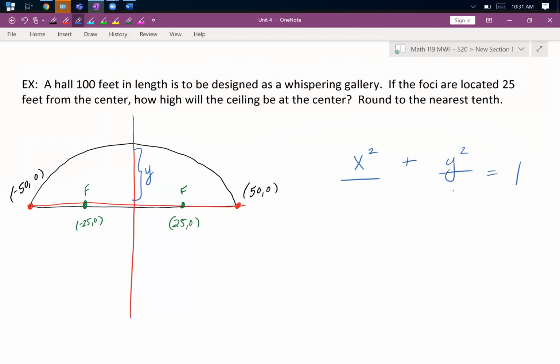Because we need to know both a squared and b squared. Do we know either of those? X squared will be 2500. You're right. What goes under the x, we're going to take 50 and square it, 2500. And just like in the previous example, what did we have to use to find the other denominator? That's the c squared formula.